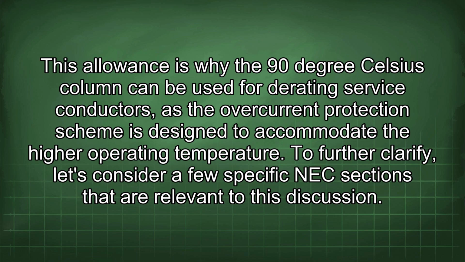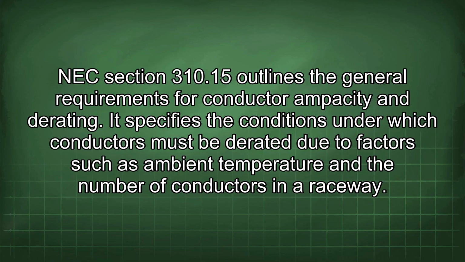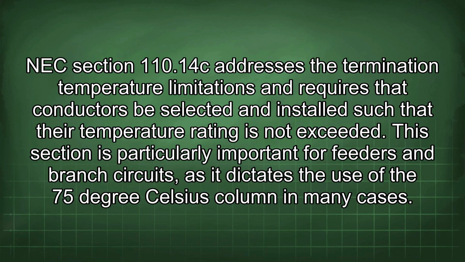To further clarify, let's consider a few specific NEC sections that are relevant to this discussion. NEC Section 310.15 outlines the general requirements for conductor ampacity and derating. It specifies the conditions under which conductors must be derated due to factors such as ambient temperature and the number of conductors in a raceway. NEC Section 110.14 addresses the termination temperature limitations and requires that conductors be selected and installed such that the temperature rating is not exceeded. This section is particularly important for feeders and branch circuits, as it dictates the use of the 75°C column in many cases.